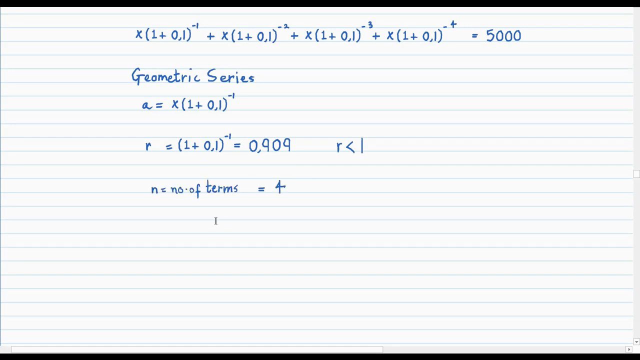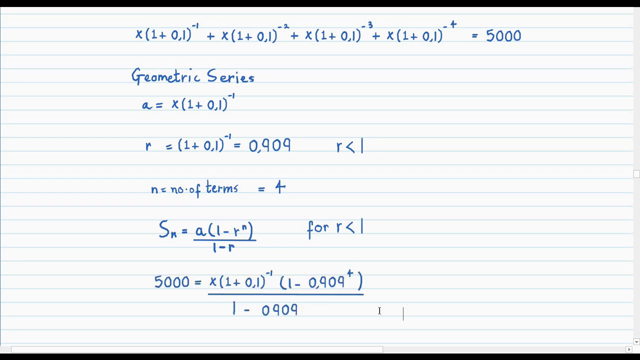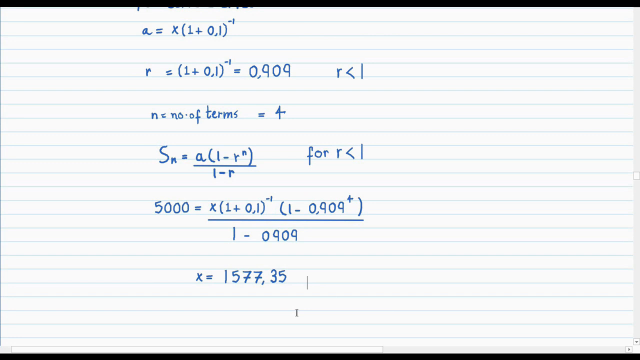The formula for a geometric series with a constant ratio value less than 1 is, then you can just sub in these values into the equation and solve for x, which gives the x value as 1577,35. So to answer the question originally asked, each yearly installment would need to be 1,577 Rand and 35 cents.